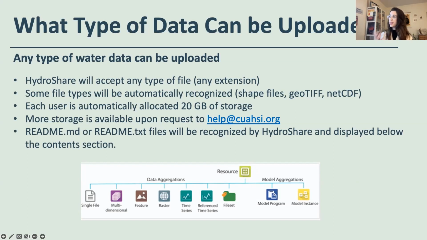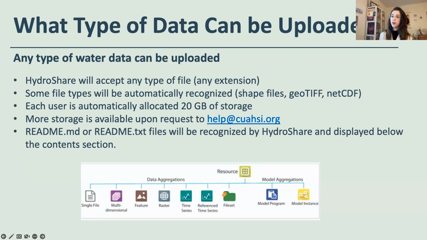So when you create an account in HydroShare, each user is automatically allocated 20 gigabytes of storage. This is just the automatic allocation. You can actually request more storage if you need it within reason. If you need like a terabyte of storage, that would be a different conversation, but usually you can just request as much as you need by emailing help@CUAHSI.org.